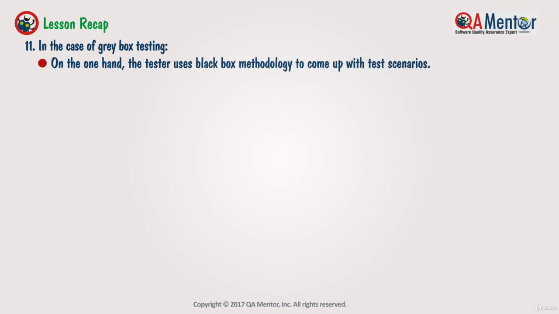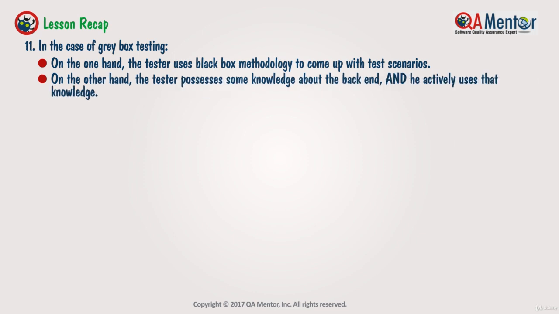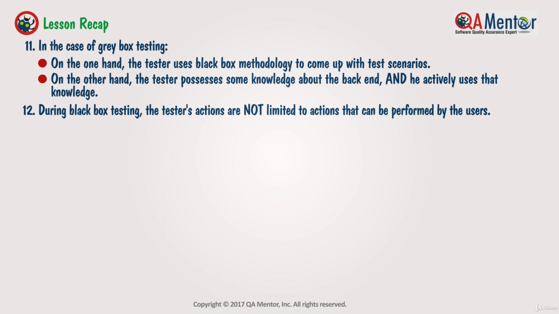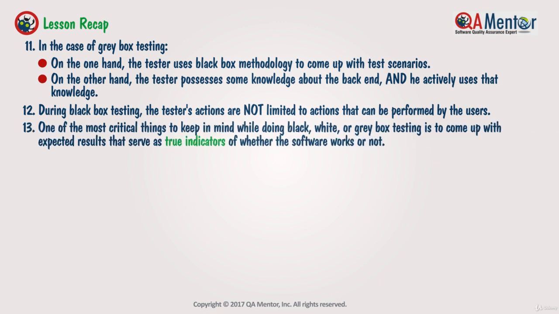11. In the case of gray box testing, on the one hand, the tester uses black box methodology to come up with test scenarios. On the other hand, the tester possesses some knowledge about the back end and actively uses that knowledge. 12. During black box testing, the tester's actions are not limited to actions that can be performed by the users. 13. One of the most critical things to keep in mind while doing black, white, or gray box testing is to come up with expected results that serve as true indicators of whether the software works or not.